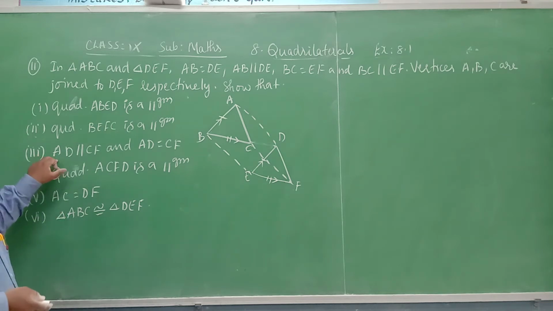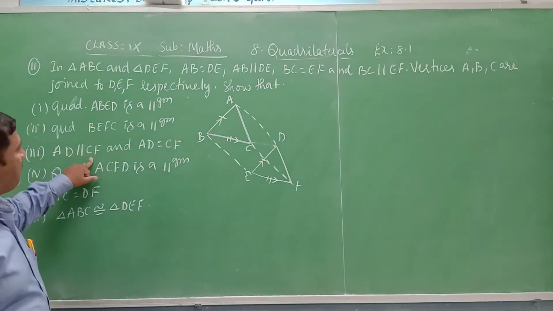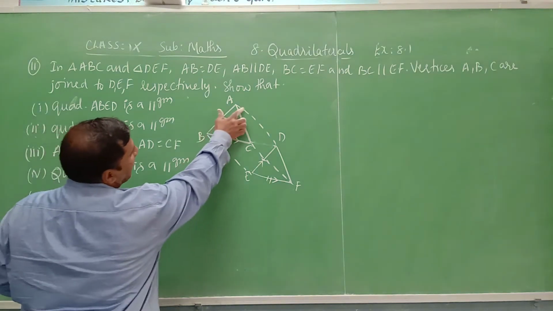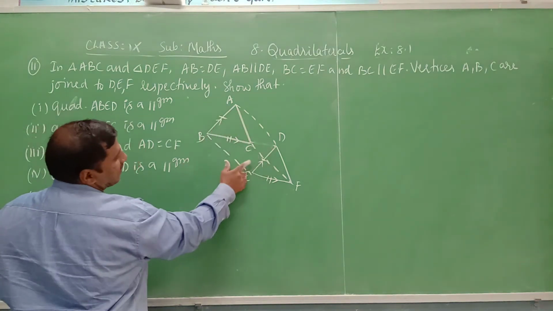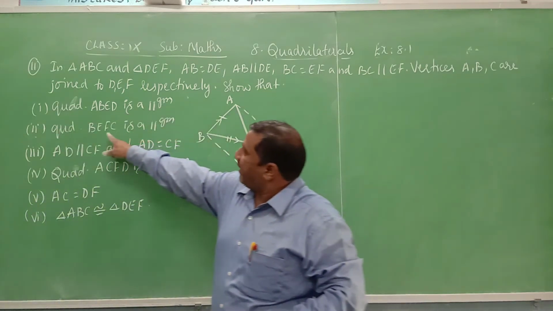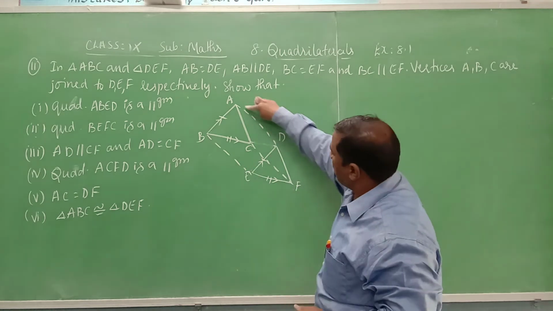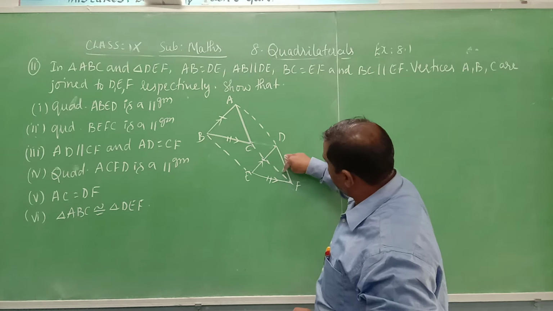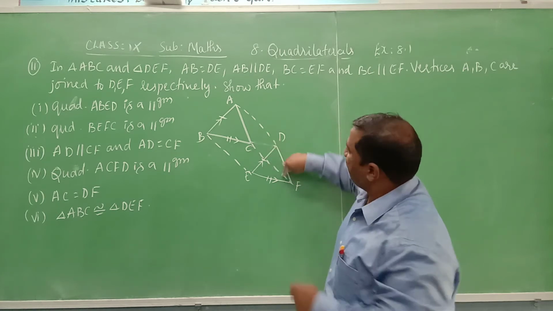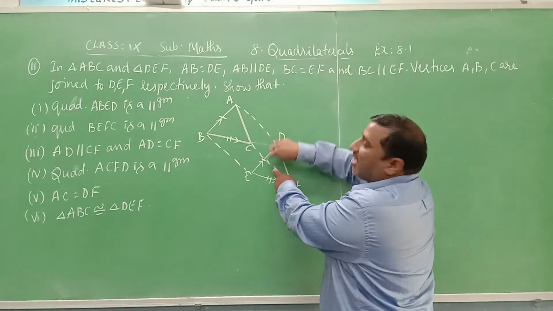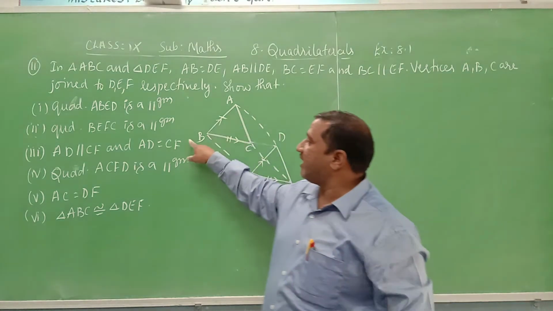Then third one, AD is parallel to CF. Yes, we have proved from this first one, BE is parallel to AD, and BE is parallel to CF. Therefore AD is parallel to CF. These two sides are parallel and they are also equal. So third one is proved.